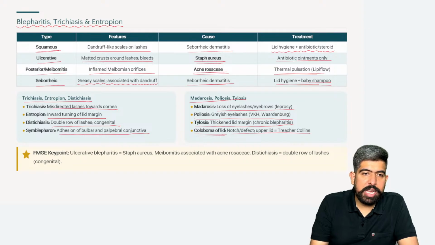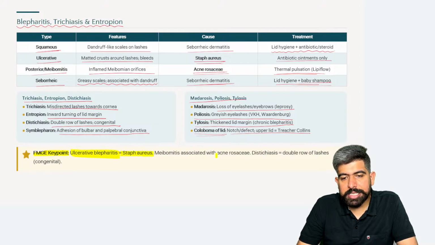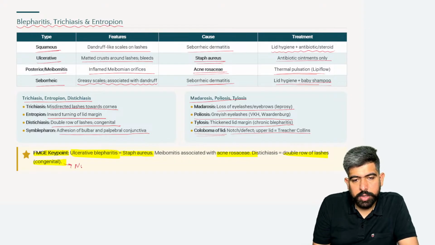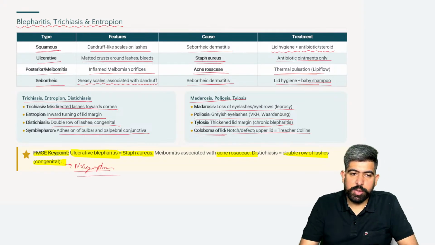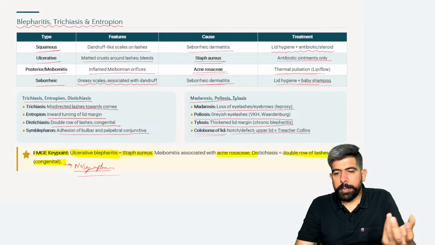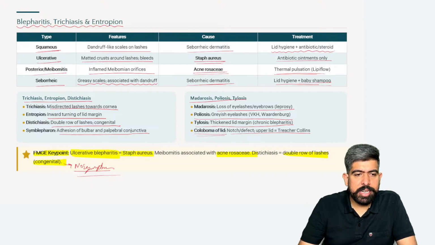The key point which we have to remember for the FMGE, please remember guys: ulcerative blepharitis is caused by Staph aureus, and meibomianitis is associated with acne rosacea. Distichiasis, double row of lashes congenitally, has no symptoms. Okay, there are no symptoms from this double eyelashes. So it will not happen that the patient has symptoms from it. Is it clear? Right. The rest of the topics, we can talk about. So let's talk about the rest of the topics.